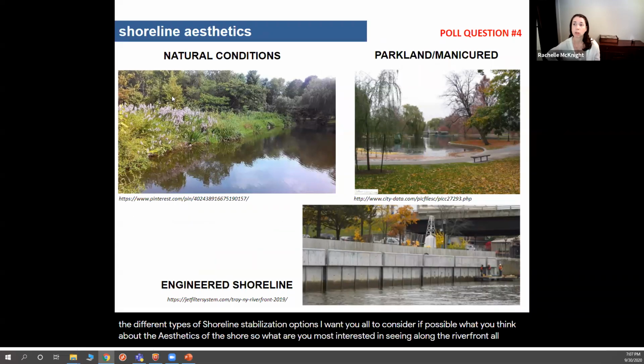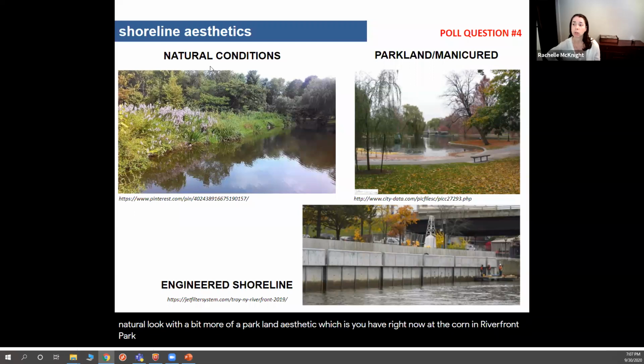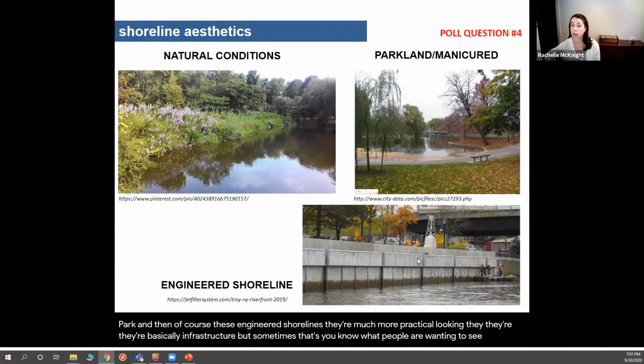The living shoreline certainly would provide more of a natural look. You can also have some of that natural look with a bit more of a parkland aesthetic, which is what you have right now at the Corning Riverfront Park. And then of course these engineered shorelines, they're much more practical looking. They're basically infrastructure, but sometimes that's what people are wanting to see in their cityscape. So we'll let the poll progress here.